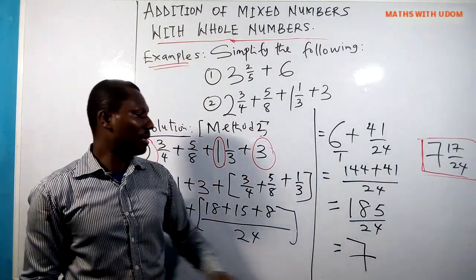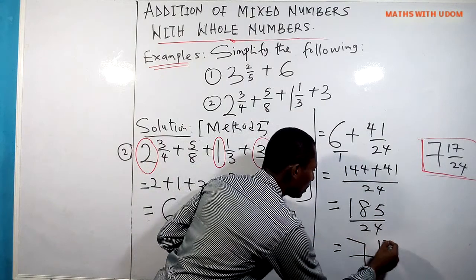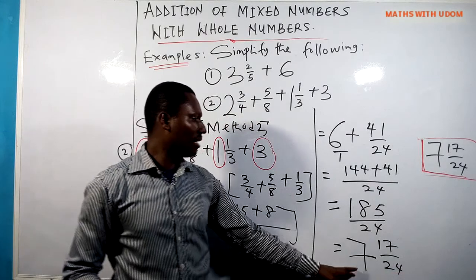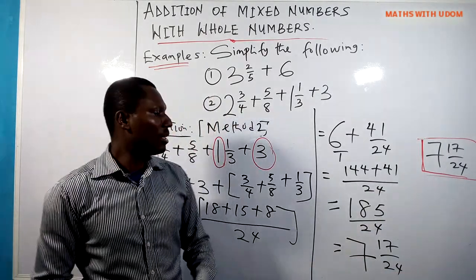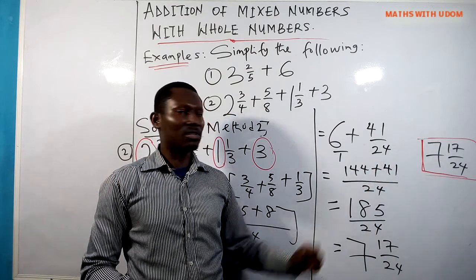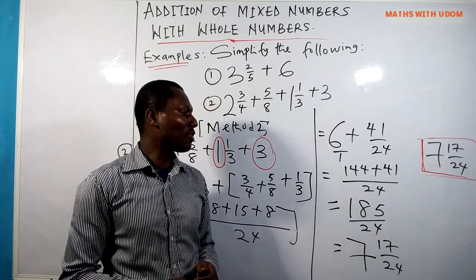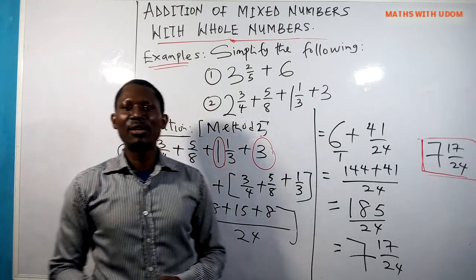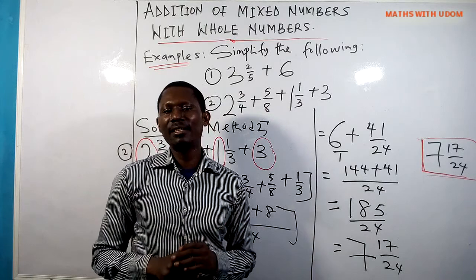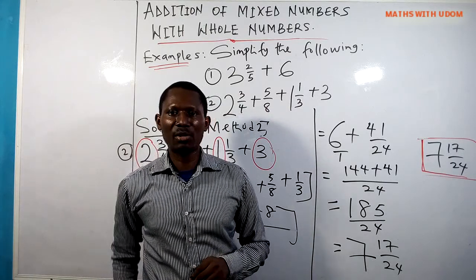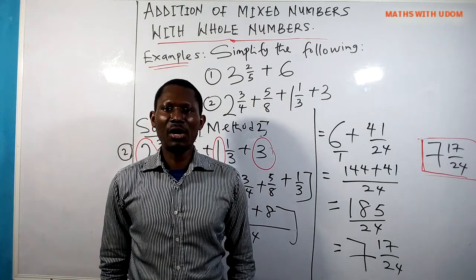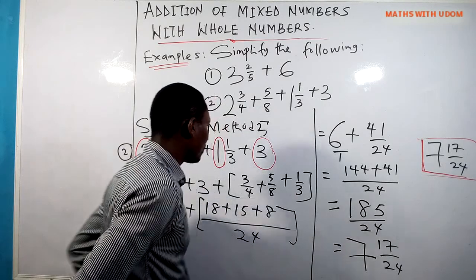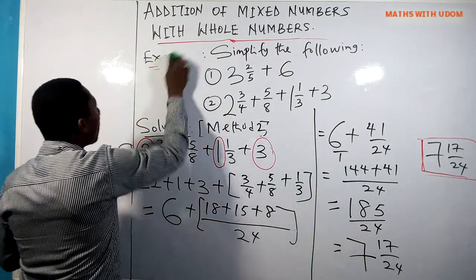Remember 17 divided by 24. Can you see that we got the same answer as the former one? When we used the first method, it gave us 7 whole number 17 over 24. The second method also gave us 7 whole number 17 over 24. We got exactly the same answer. So you can use any of the methods in your classwork or in your examination. So quickly, we take your assignment right away.